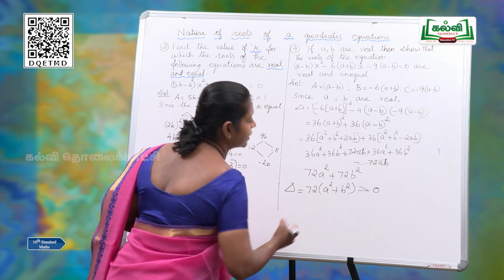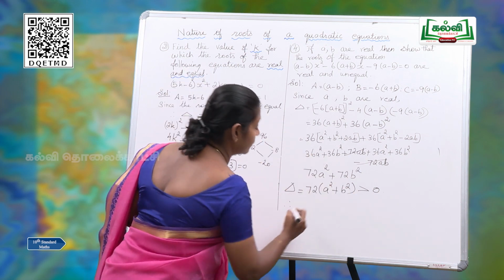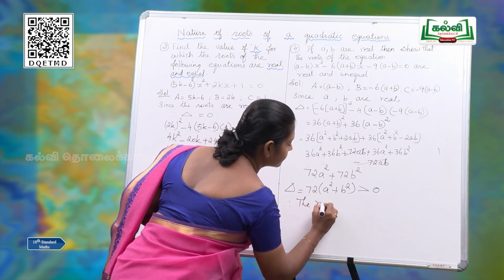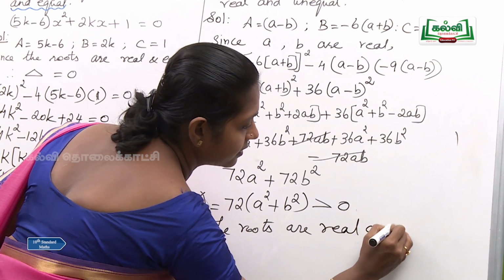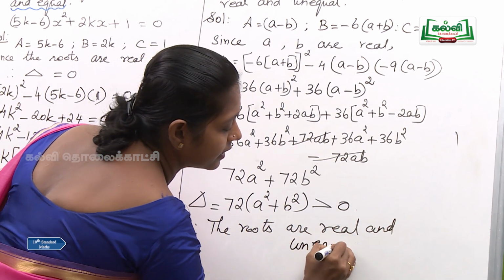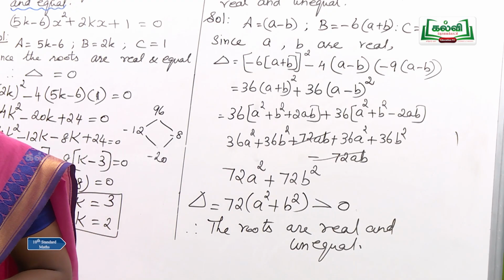Here we got delta value as greater than 0, so that we can write confidently the roots are real and unequal. Can you understand how to prove? Is it easy now? Yes.